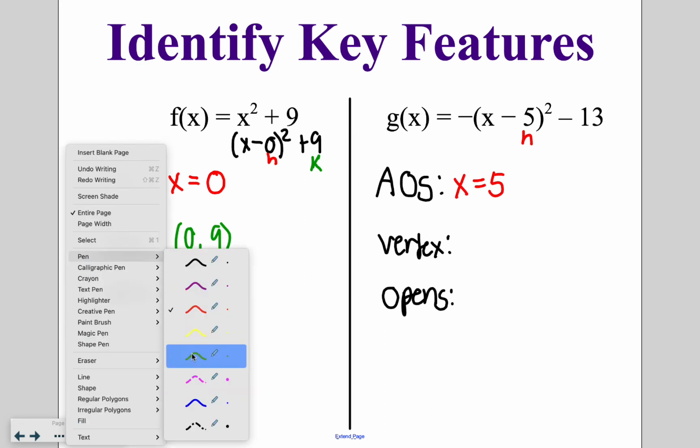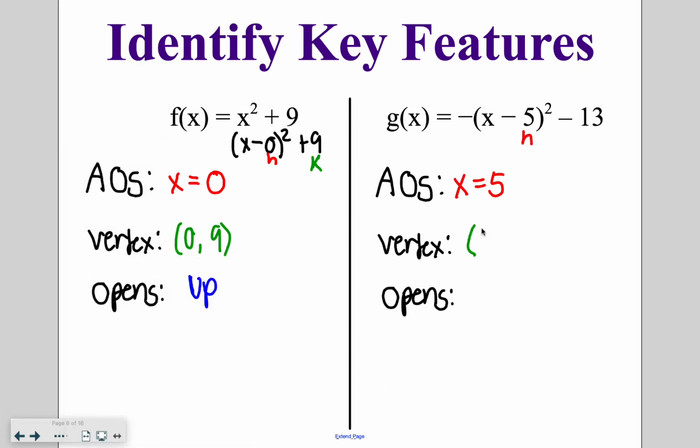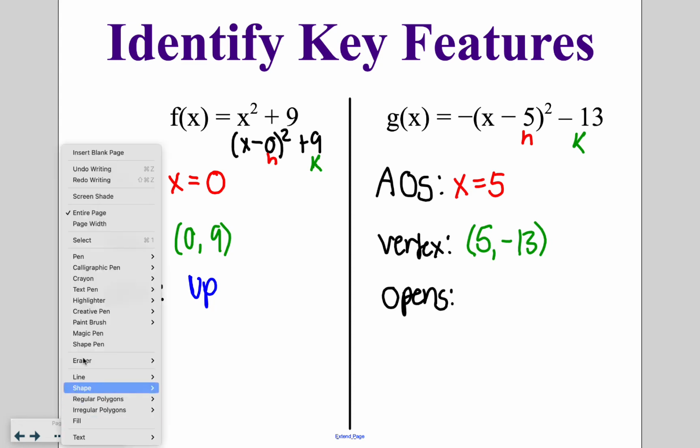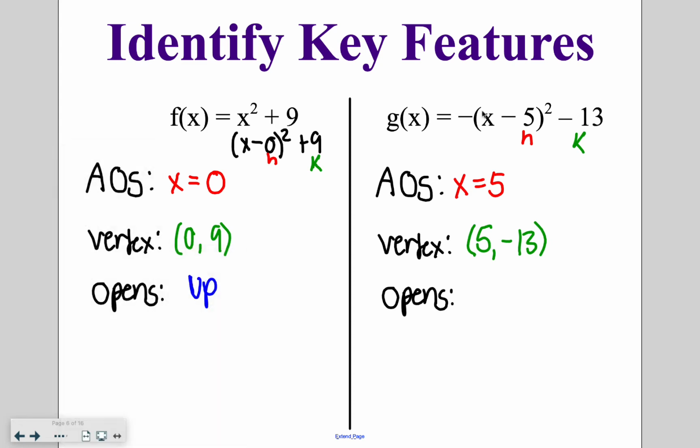Your vertex point then is your h value, 5, and then your k value, which in this case is negative 13. So we would have a point at 5, negative 13. And then based on the fact that the very front of this problem before the parentheses has a negative, that tells you it is reflected, so it's flipped upside down. That graph is pointing downwards.